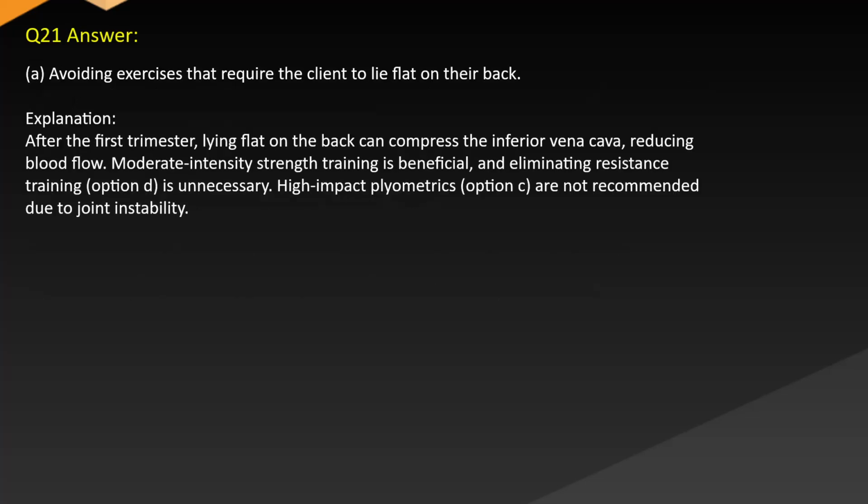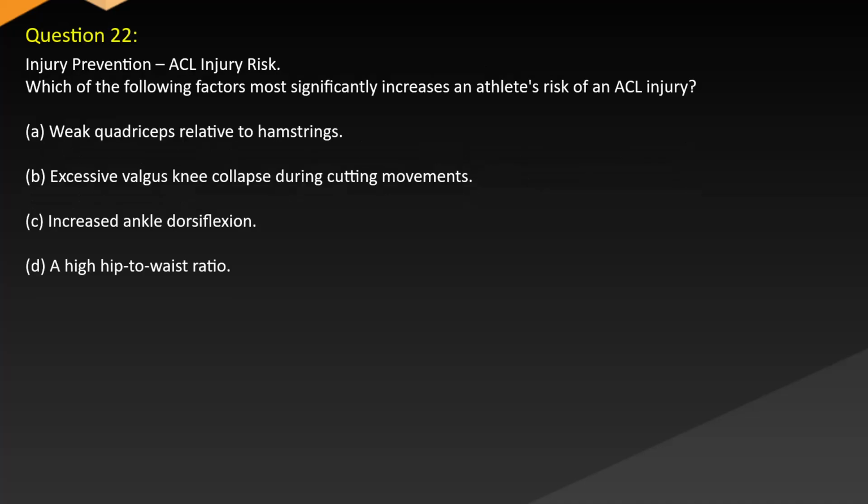Answer: A. Avoiding exercises that require the client to lie flat on their back. Explanation: after the first trimester, lying flat on the back can compress the inferior vena cava, reducing blood flow. Moderate intensity strength training is beneficial, and eliminating resistance training, option D, is unnecessary. High impact plyometrics, option C, are not recommended due to joint instability. Question 22. Injury prevention. ACL injury risk.